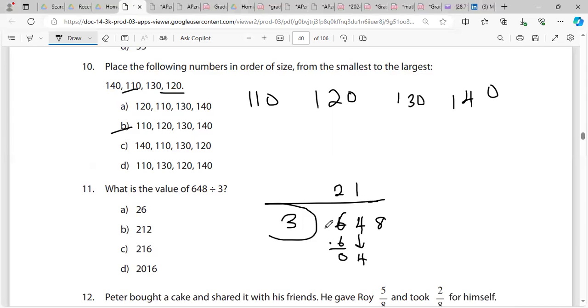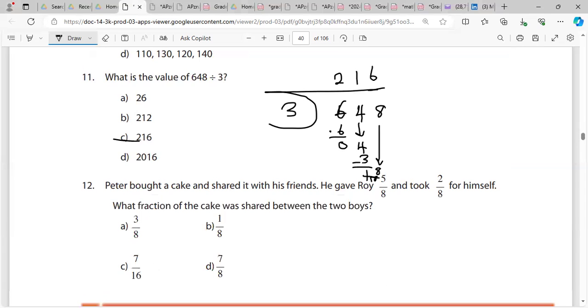And then we multiply 3 by 1, which is 3. Subtract again. So this gives us 1. Carry down our 8. And guys, you can watch the playback, all right? 3 into 18 goes 6 times, and of course 3 sixes are 18. So there we have it, 216. That's the quotient. All right, let's move on to number 12.